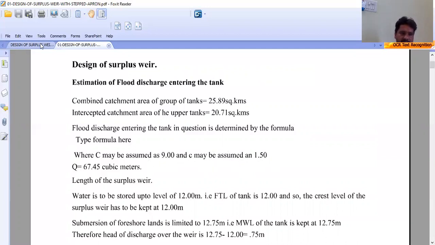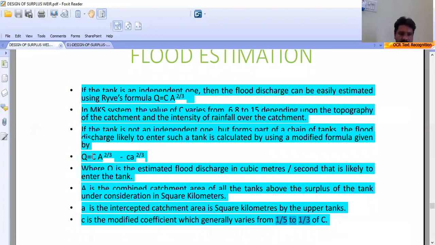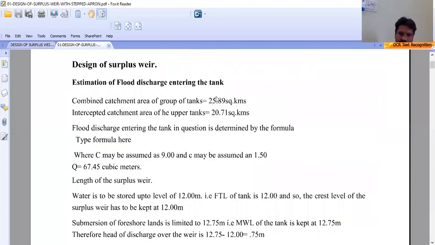So by substituting here, capital C is 9, capital A is 25 point something as given. Okay, small c is modified, so 1.5 we already got. Small a is the intercepted catchment area, which is already 20.71. Everything is known. By substituting, you will get capital Q, the total flood, the volume of water coming to the dam or weir, which is nothing but 67.45 cubic meter.